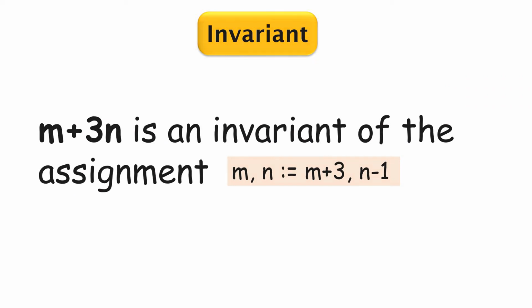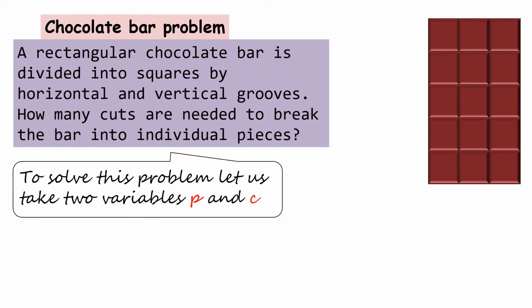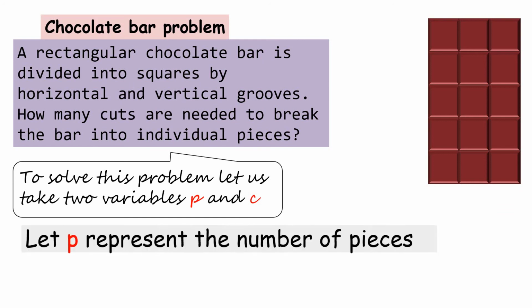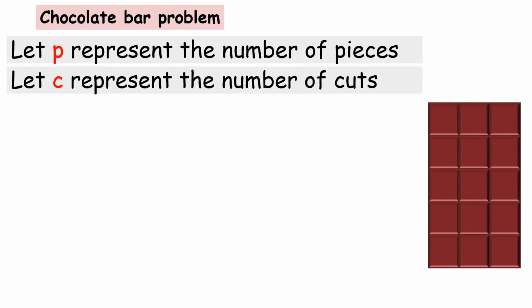I will show you another example, the chocolate bar problem. A rectangular chocolate bar is divided into squares by horizontal and vertical grooves. How many cuts are needed to break the bar into individual pieces? To solve this problem, let us take two variables P and C. Let P represent the number of pieces and let C represent the number of cuts. Initially, the chocolate bar is in one piece, so P is equal to 1. And since I have not made any cuts, C is equal to 0.